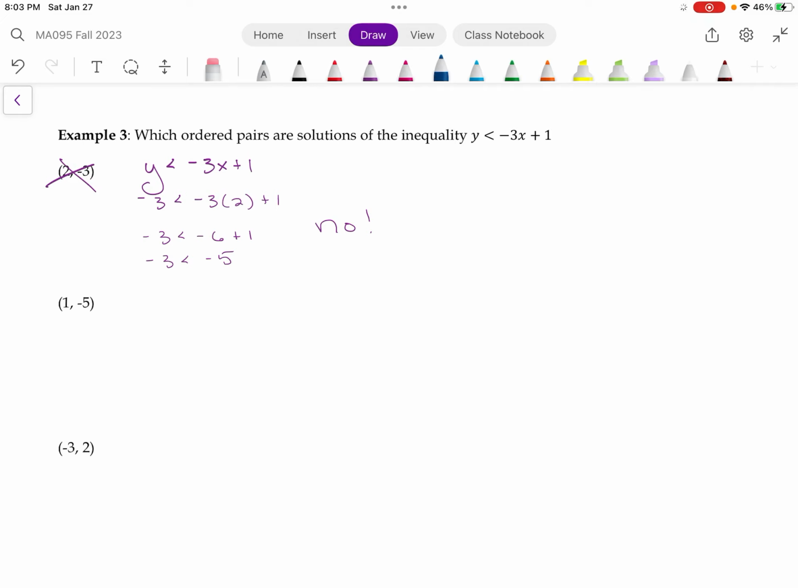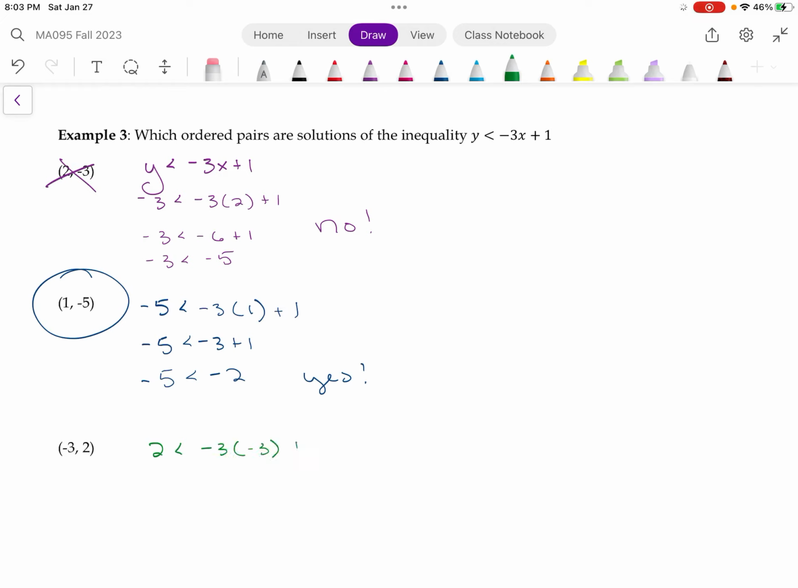All right, I'll do the next one here. So we've got negative 5 is less than negative 3 times 1 plus 1. Negative 5 is less than negative 3 plus 1. So that's negative 5 is less than negative 2. All right, is that true? Yes, it is. So that one is a solution. All right, last one. You should get 2 is less than negative 3 times negative 3 plus 1. So 2 is less than 9 plus 1. 2 is less than 10. Is that true? Yes, that is true. So that one is also a solution.